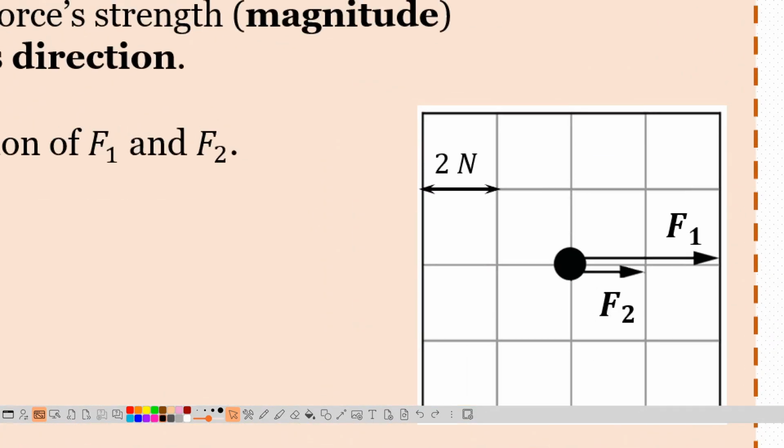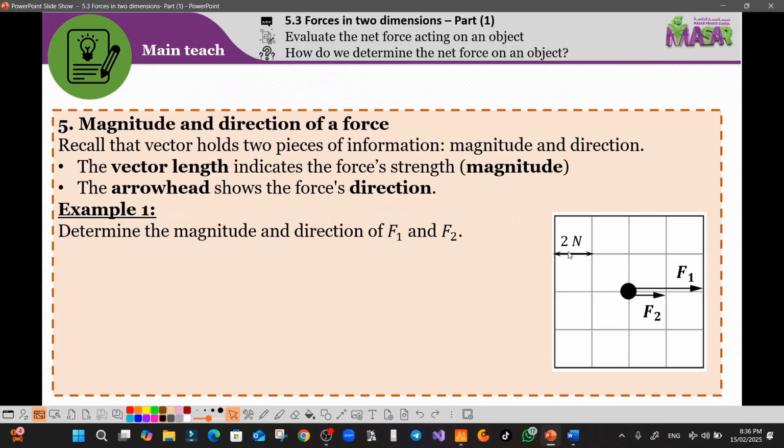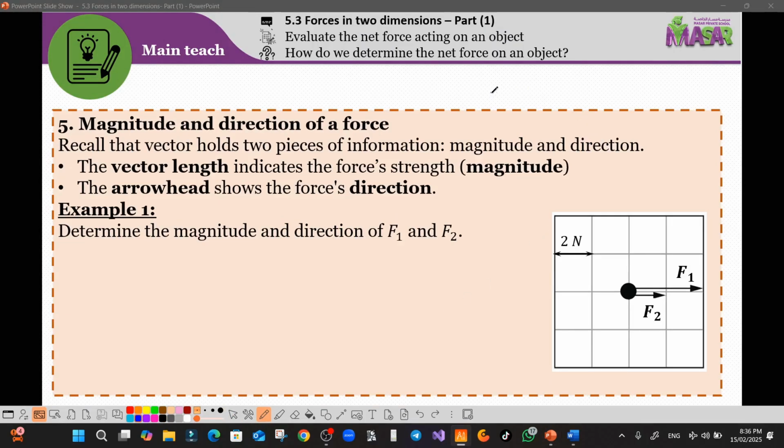Now here in this grid, we can notice that they provide us with the scale. So each grid is equal to 2 Newton. Now the formula I would introduce here, whenever we have a grid and we want to find the magnitude, just follow this formula in order to find it. We just count the number of grids, and we multiply it by the scale. So this is the force.